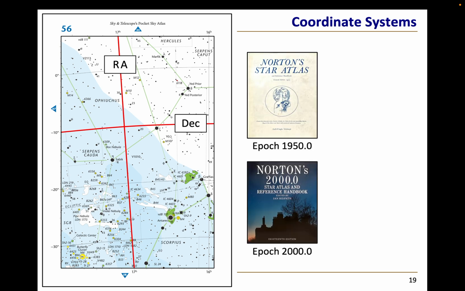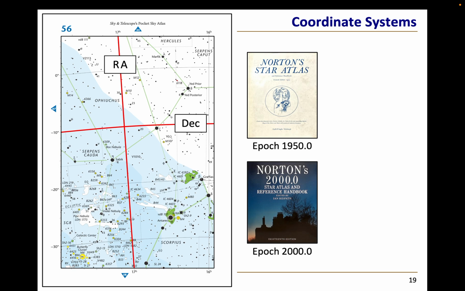But if we were to look, for instance, at a star atlas for epoch 1950 and another star atlas for epoch 2000, these are not the publication dates. These are the dates at which it has been calculated where to plot the stars in terms of their coordinates. Why does it matter that these epochs are different? Because the apparent positions of the stars in the sky will change. Their coordinates in Norton's 1950 are not the same as the coordinates given in Norton 2000.